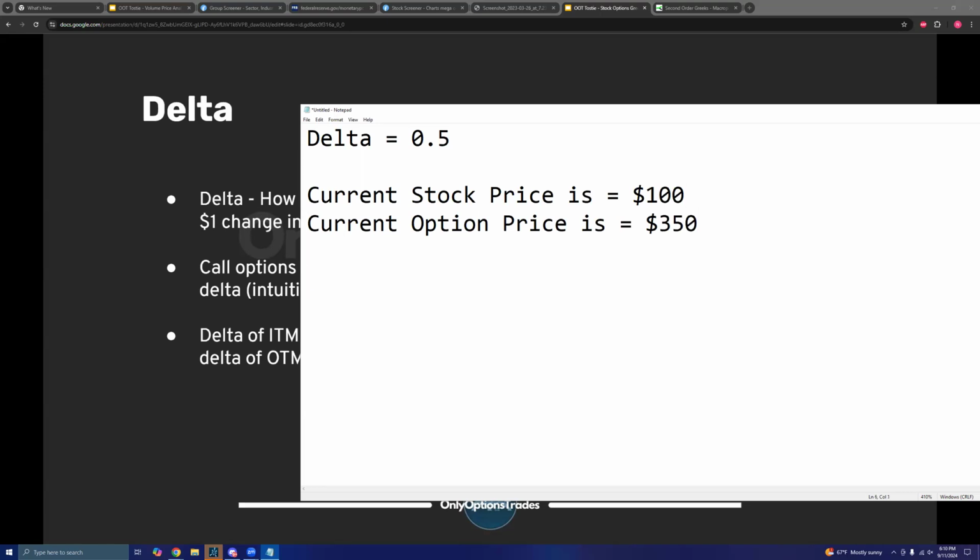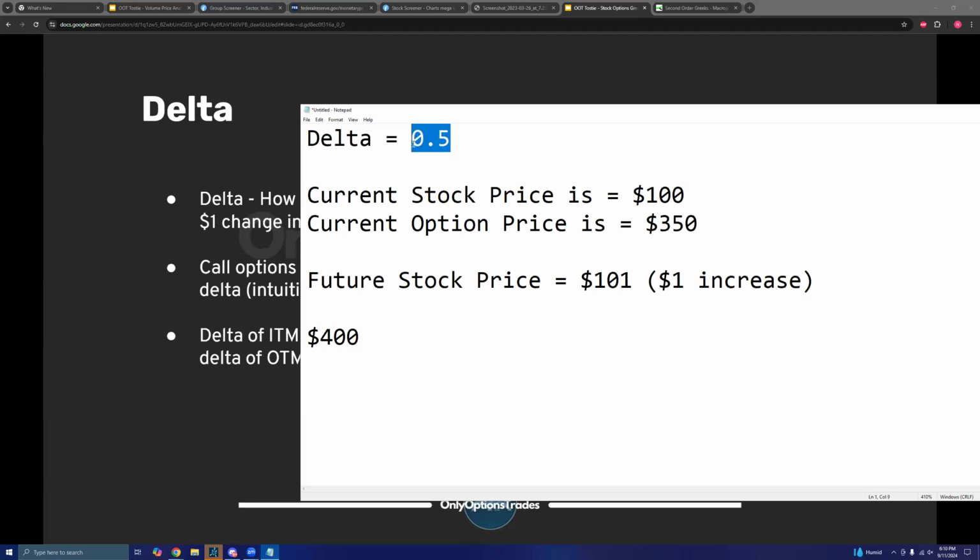If the stock price increases to say 101, meaning that we get a dollar increase in price, our options contract will increase to $400 because the delta is 0.5. You have to remember that anything in the options world, you're typically going to multiply by 100 because an option contract represents 100 shares. So our delta is 0.5, and 0.5 times 100 is 50. The stock price increased $1, which means we add the delta one time. So our option contract increased by a total of $50, making for a final price of $400.